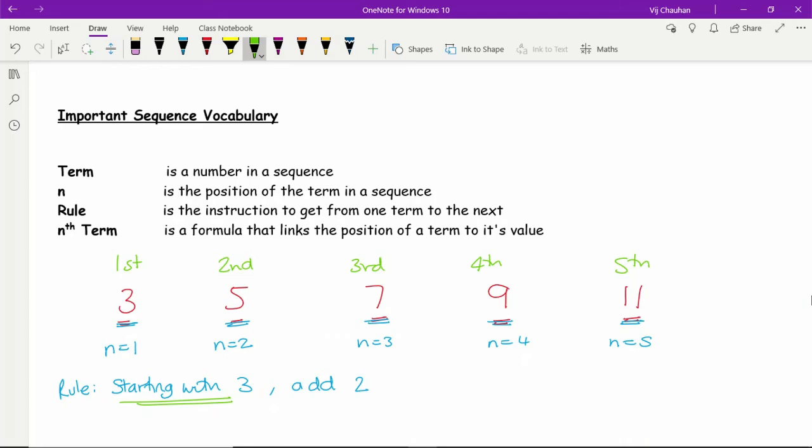So that's the rule. Now the nth term, this is moving on from describing a sequence using words and using a rule.